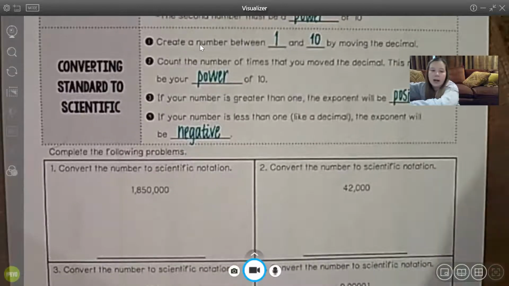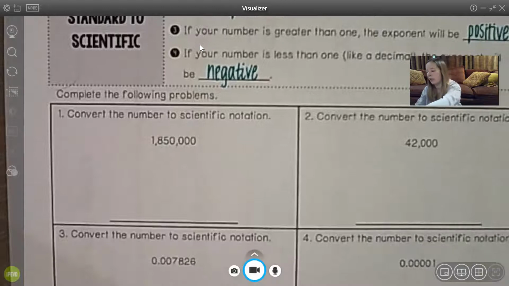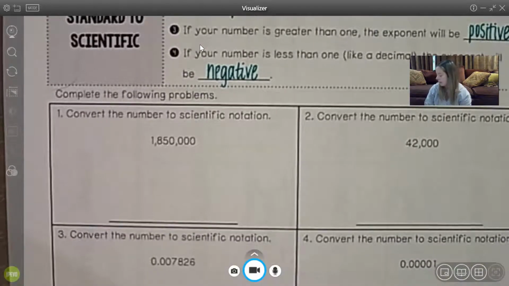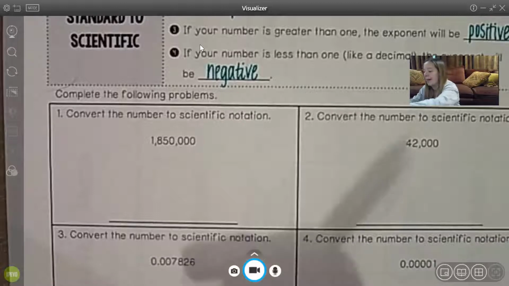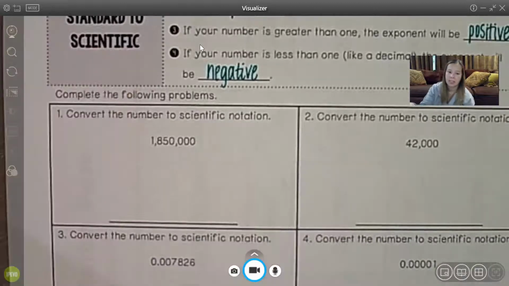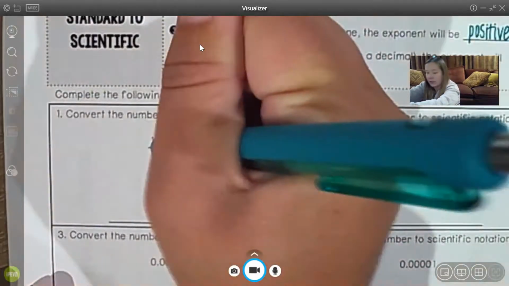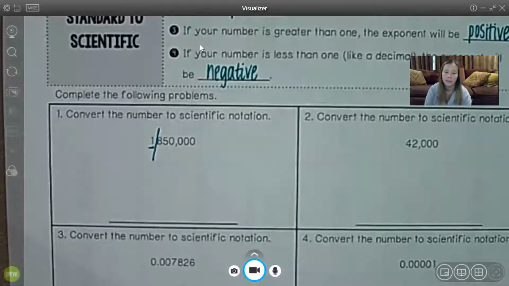Okay. Number 1 says convert the number to scientific notation, and we have the number 1,850,000. Okay. So what we're always going to want to do with scientific notation is make sure that we identify our first digit that's not 0. Okay. So if I look right here, here's my 1, there's my first digit. I'm going to put a slash after it. We're always going to do that. Okay. That's our first number.